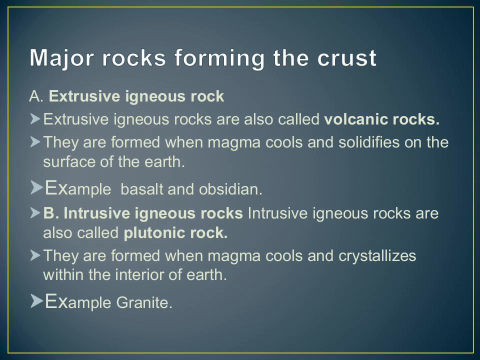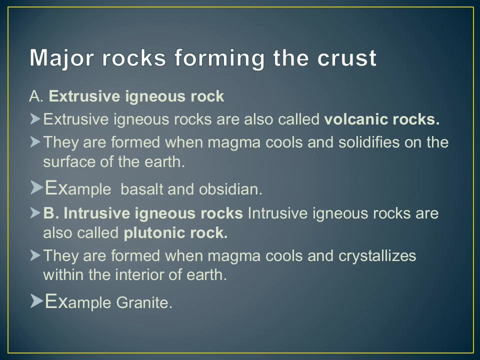The second type of igneous rock is intrusive or plutonic igneous rock. This type of igneous rock is formed when the molten rock or magma cools and crystallizes within the interior of the earth. This type of rock also has its own example, granite.